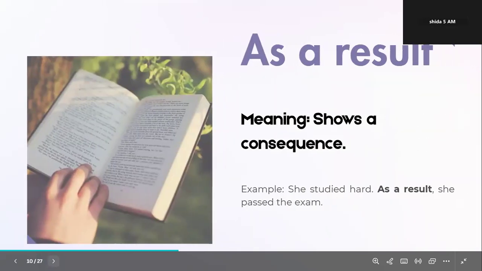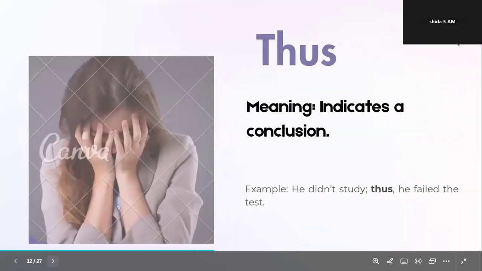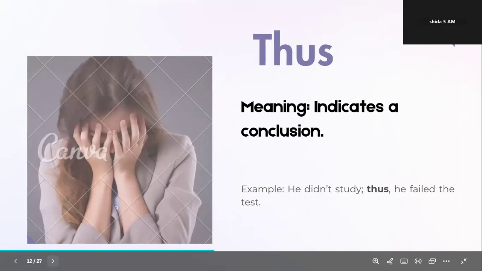As a result, shows a consequence. She studied hard. As a result, she passed the exam. Next one is, similarly. It shows similarity. Dogs are loyal. Similarly, cats can be affectionate. Thus indicates a conclusion. He didn't study. Thus, he failed the test.